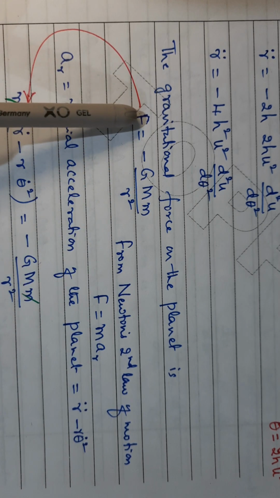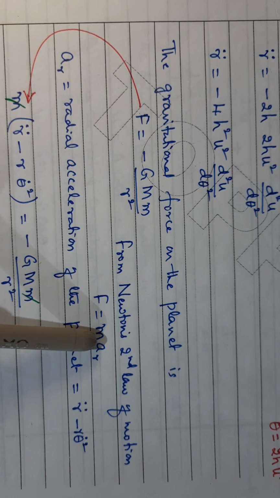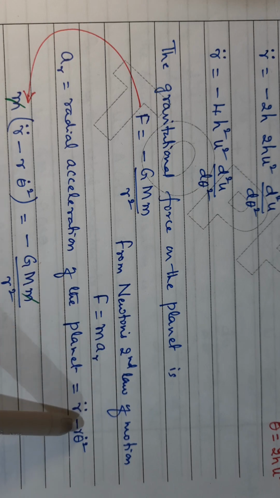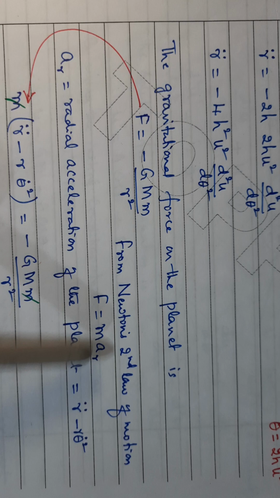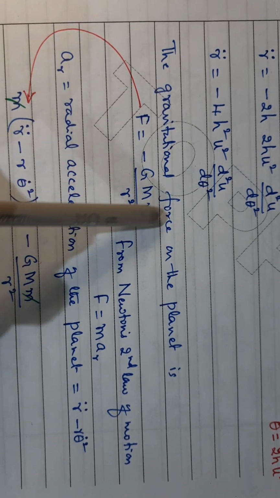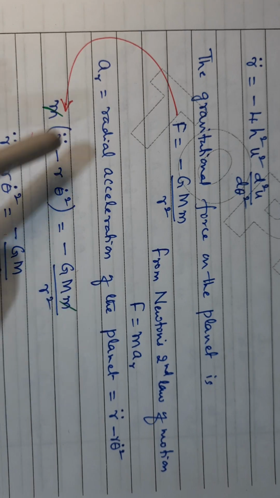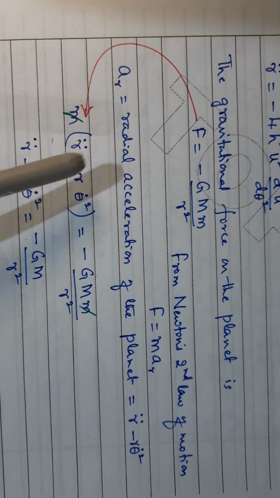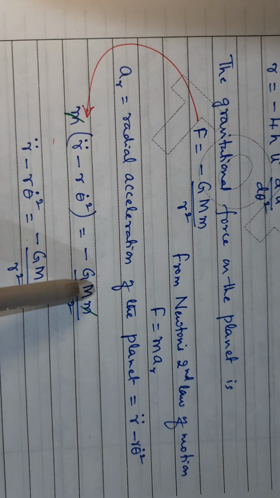So F is equal to this value, where ar is equal to this. Therefore, m into ar value is this, equal to minus GMm divided by r square. Small m gets cancelled on both sides. Remaining, r double dot minus r theta dot square is equal to minus GM divided by r square.